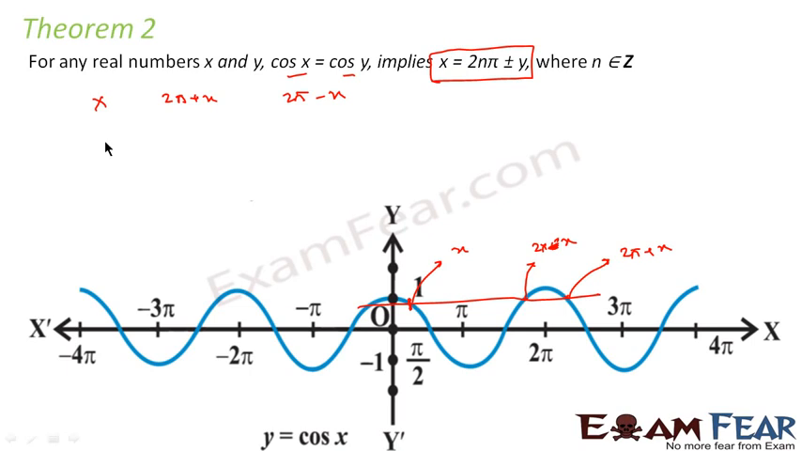That is, cos x is equal to cos of 2 pi plus x is equal to cos of 2 pi minus x. That's why we can say that here n is equal to 1, here there is no n. We can just give a general formula that x is equal to 2n pi plus minus y. So you give any value of n, you give 1, then it becomes 2 pi plus y and 2 pi minus y. If you give n is equal to 2, it becomes 4 pi plus y and 4 pi minus y.